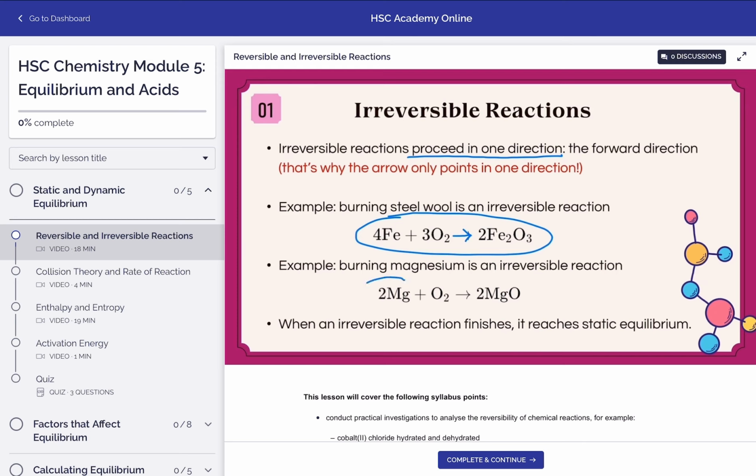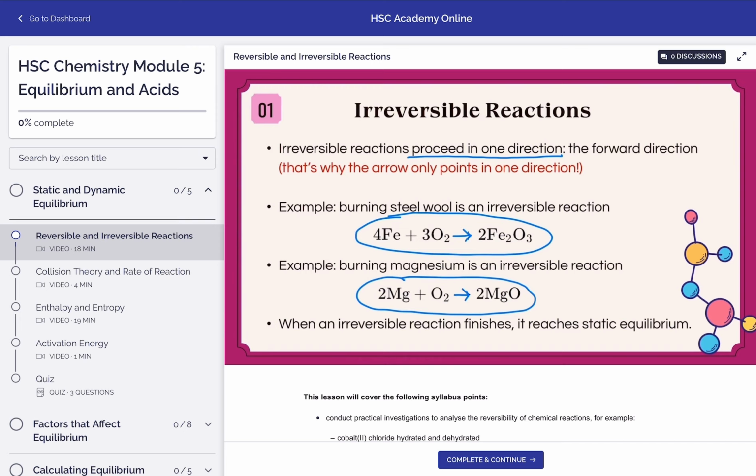This is another example of an irreversible reaction, which is the burning of magnesium. We can tell that it's an irreversible reaction because, again, the arrow is only pointing in one direction, and that is the forward direction. In irreversible reactions, once all of the reactants have been converted into products, the products are not going to be turning back into reactants.